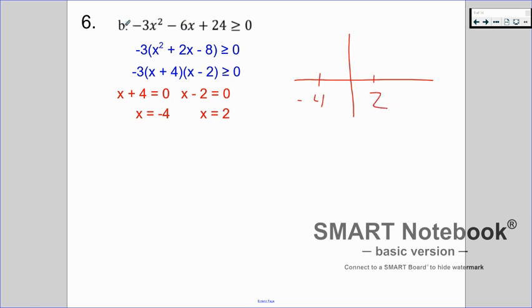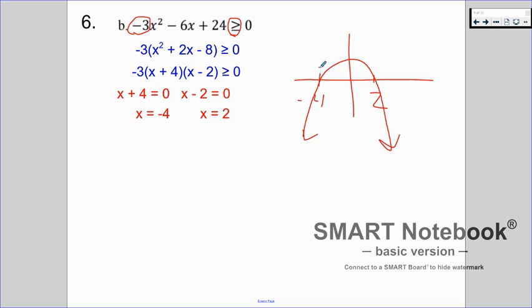This time, however, my leading coefficient is negative 3. So if I have a negative leading coefficient and it's even degree, I know it's going to be, in this case, a parabola that's going to open down. So now it's going to look like this. This question is, when is the graph or this parabola greater than or equal to 0?